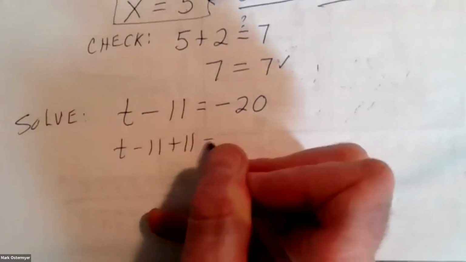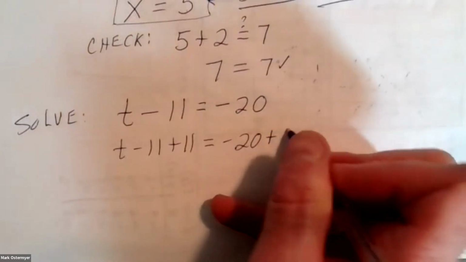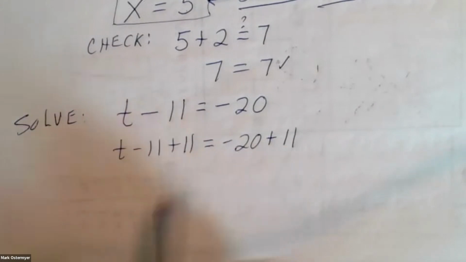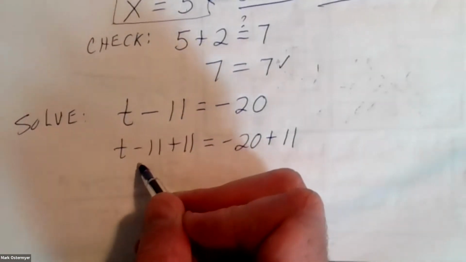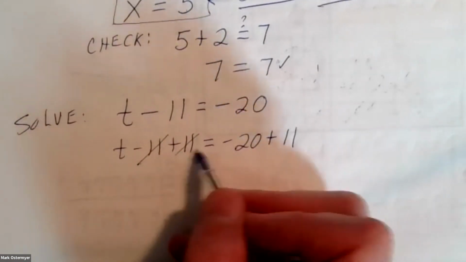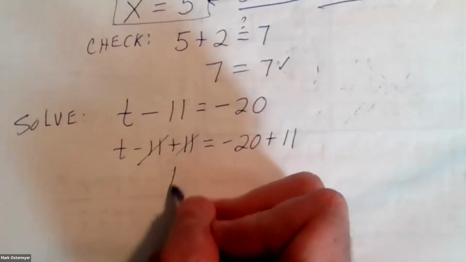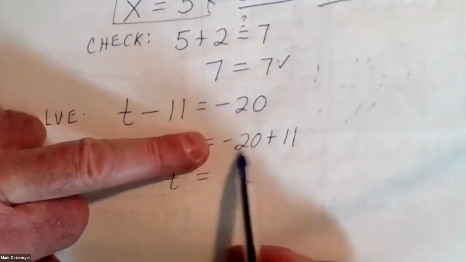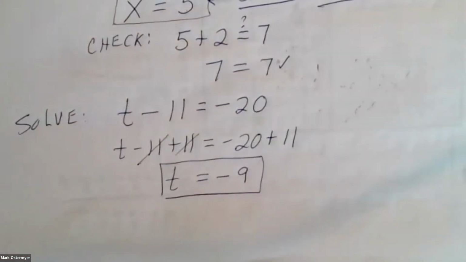Addition. I'm going to add 11 to the left side of my equation. But if I add 11 to the left side, I must also add 11 to the right side. So I maintain equivalence in accordance with the addition property of equality. Notice the 11's on the left side add up to 0. Negative 11 plus 11 is 0. We say the 11's cancel out. They're gone. And we're left with T. And what's negative 20 plus 11 on the right side? What is a negative 20 plus a positive 11? Negative 9. Negative 9 is the solution to this equation, and we're done. We have solved that equation.